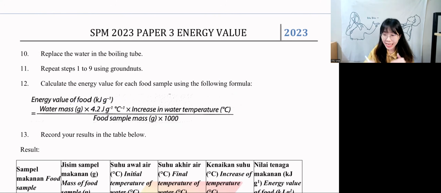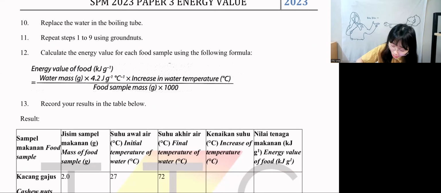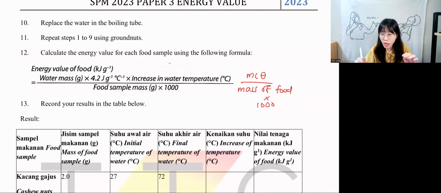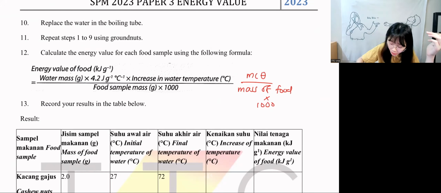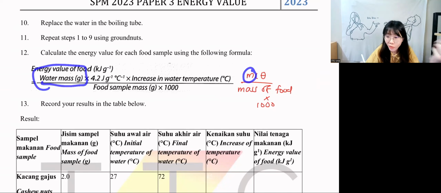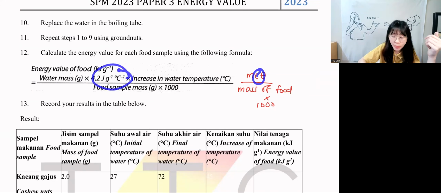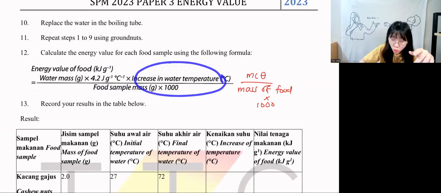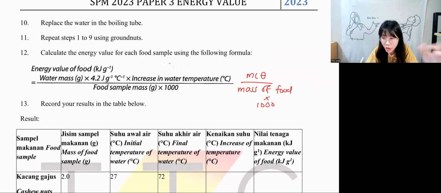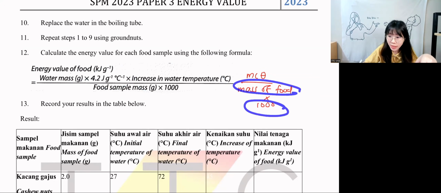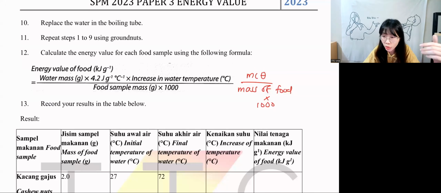If it's unguided and they don't give you the formula, how do we remember it? It's very easy. Remember, MC theta over mass of food times 1,000. Usually if it's unguided, you don't need to write the formula out, but you can remember it. What is M? M refers to your mass of water. C refers to specific heat capacity. Theta refers to the change in temperature, the increase in water temperature. Then divide by the mass of the food sample, times 1,000.